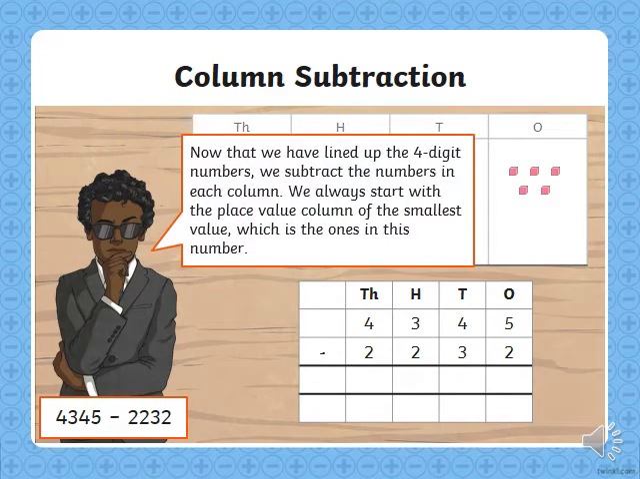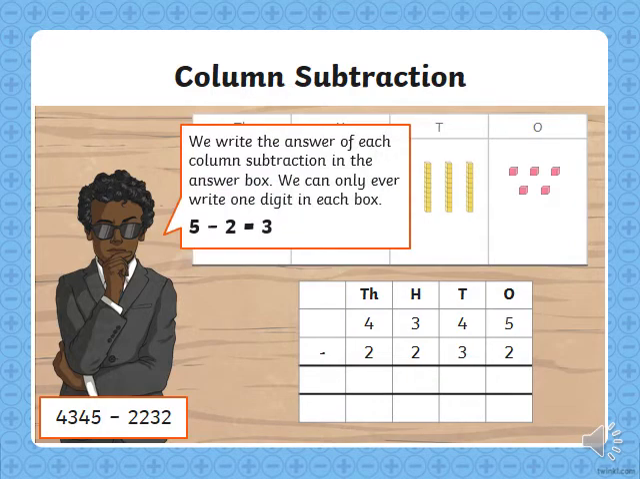Okay, so now we've lined up the 4-digit numbers, we're going to subtract the number in each column, starting with the smallest place value, which is the ones. So we write the answer of each column subtraction in the answer box, and we can only ever write 1 digit in each box, the same as our column addition, we can only write 1 digit.